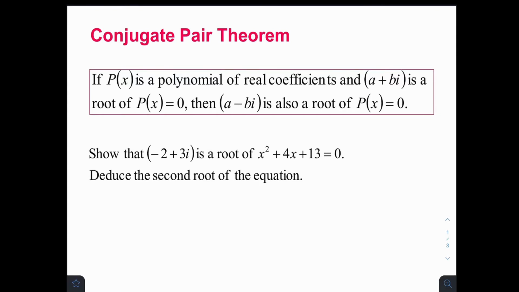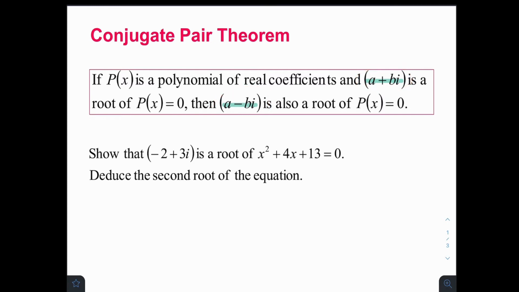For today's lesson, I'm going to focus on the conjugate pair theorem in the complex number chapter. So what is the conjugate pair theorem? The definition is over here. If p(x) is a polynomial of real coefficients and a plus bi is a root of the polynomial, then a minus bi is also a root of the polynomial, which means the complex roots come in conjugate pairs. So if a root is a plus bi, then the other root will be a minus bi.